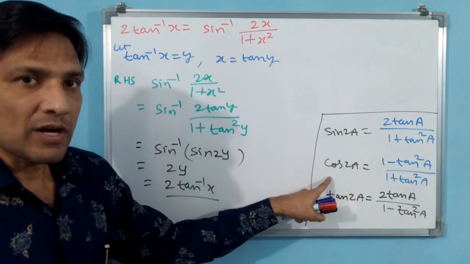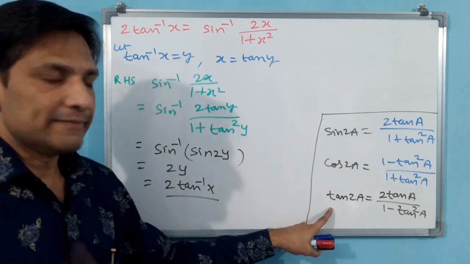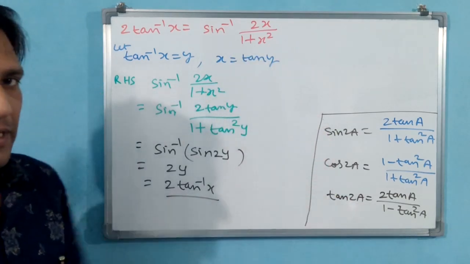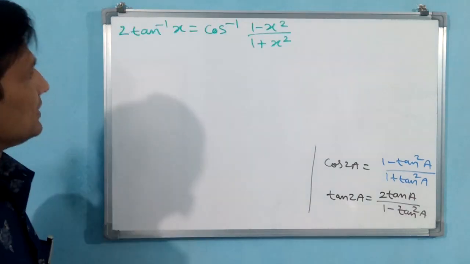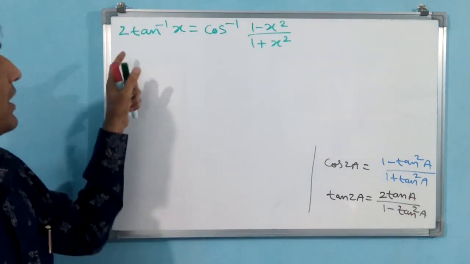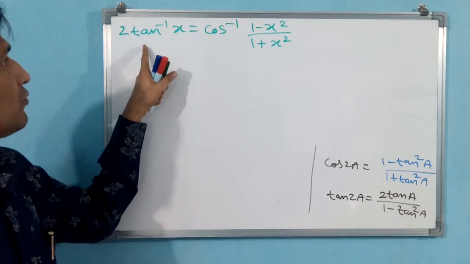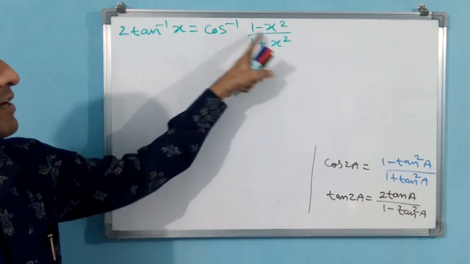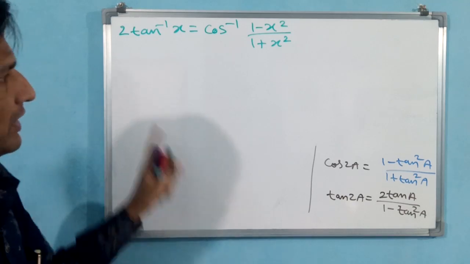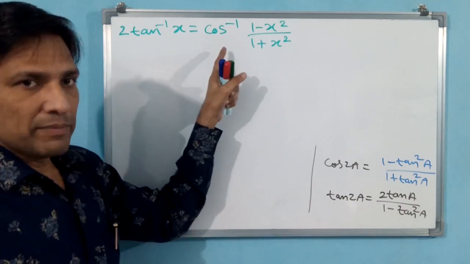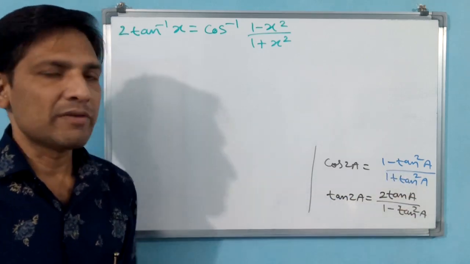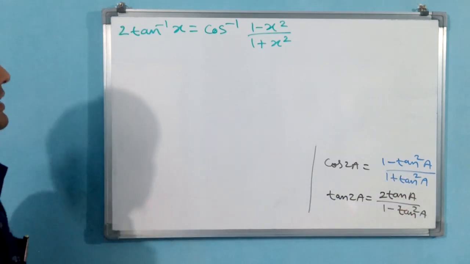Still we want to show cos. Tan already we have shown. We will show sin. Sorry, sin is over. Now cos we will show. Let us go for cos also. Now in terms of cos also the same 2 tan inverse x formula is there. 2 tan inverse x is equal to cos inverse of 1 minus x square by 1 plus x square. For proving this, we want the cos 2a is equal to 1 minus tan square a by 1 plus tan square a formula.